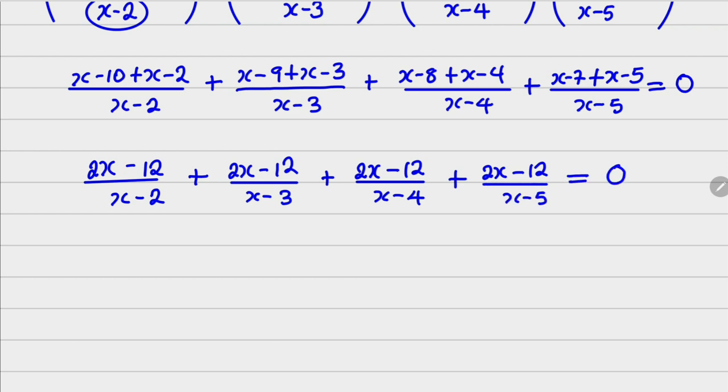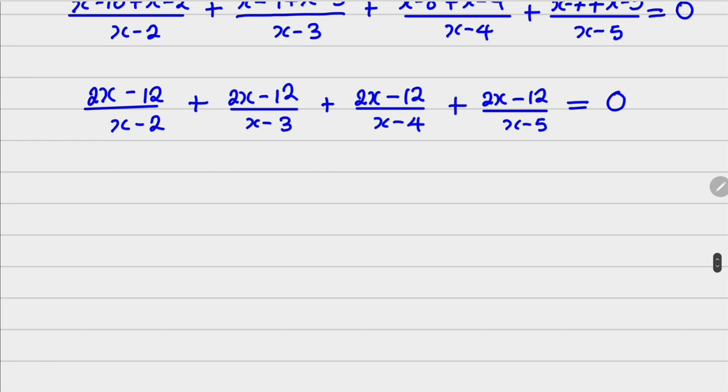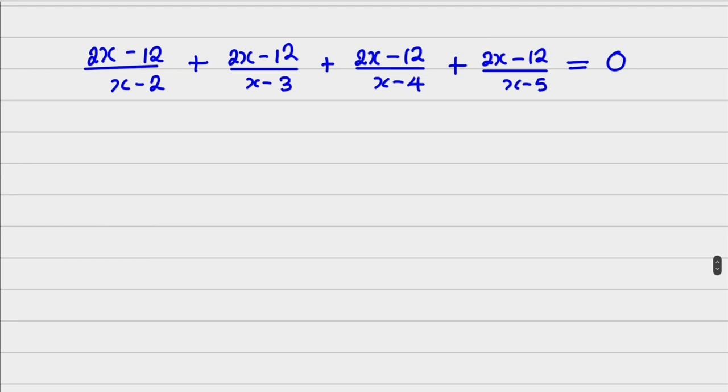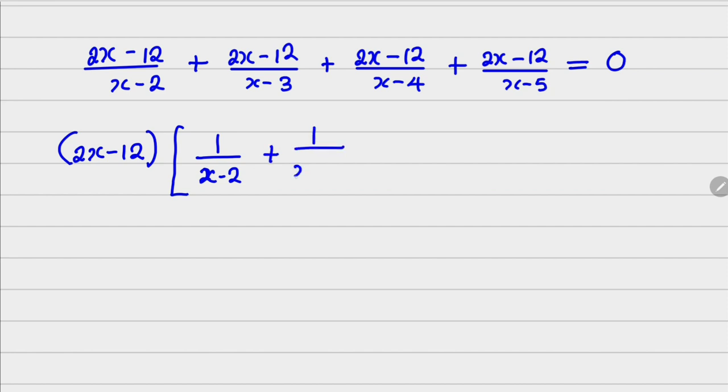Now, if you can check, the thing is getting interesting, and it is all because of the pattern that I noticed from the beginning. Okay, now I can factorize 2x minus 12 out. When I factorize 2x minus 12 out, I'm going to have 2x minus 12 like this. Then I have a big bracket where I'm going to have 1 over x minus 2 plus 1 over x minus 3 plus 1 over x minus 4 plus 1 over x minus 5. This is what I'm going to have. Everything is equal to 0.